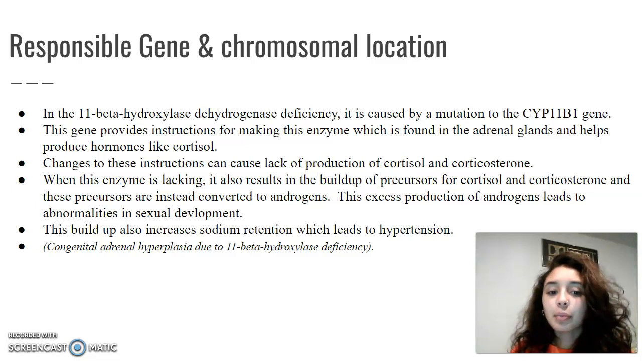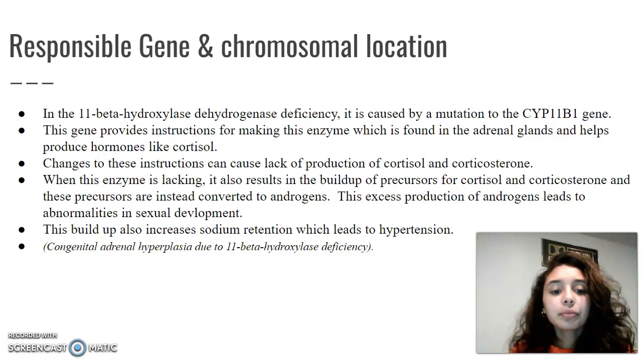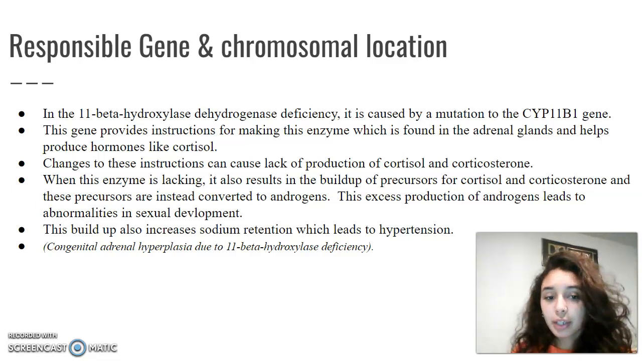And when this enzyme is lacking, it results in a buildup of precursors for cortisol and corticosterone, and these precursors are then converted into androgens instead. That increased production of androgens leads to those sexual abnormalities in development, as well as hypertension.